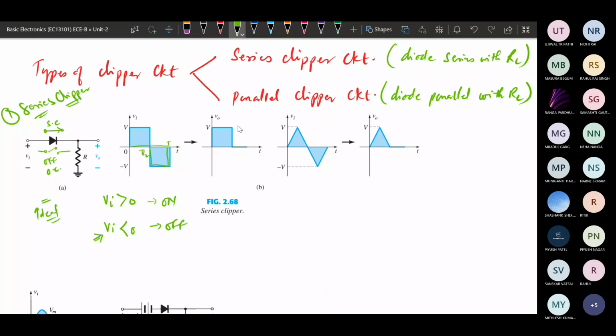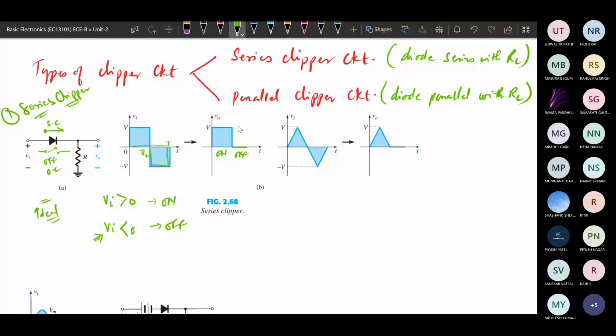So the voltage drop here will be 0 because there is no current flowing. If no current is flowing, the voltage drop across the resistance will be 0, so the output we get is 0. So in the on case, we get at the output whatever input we have applied. In the off case, the output we get is 0. Okay, so this is how we shape the circuits.